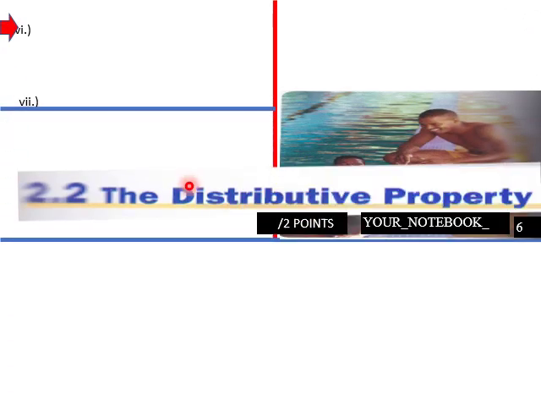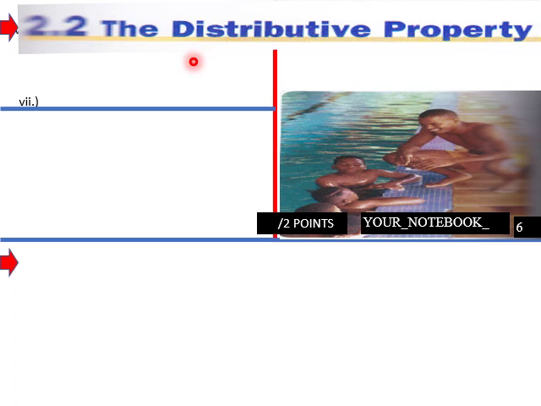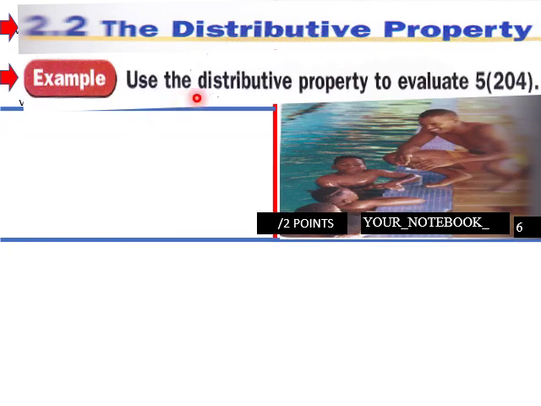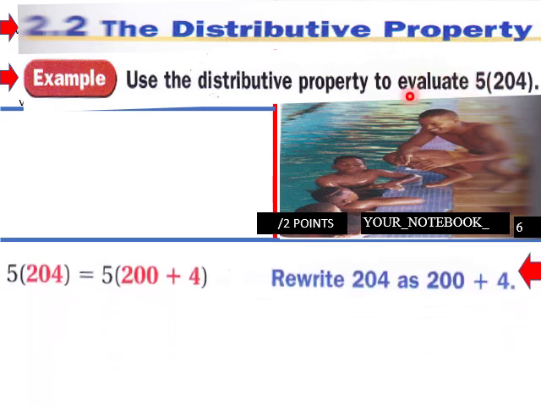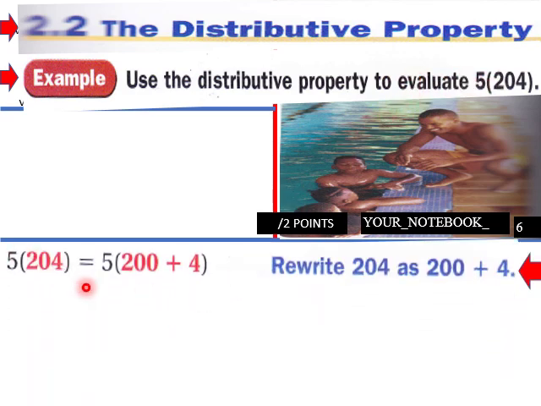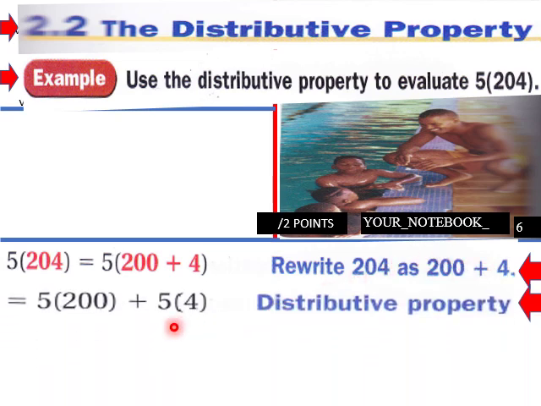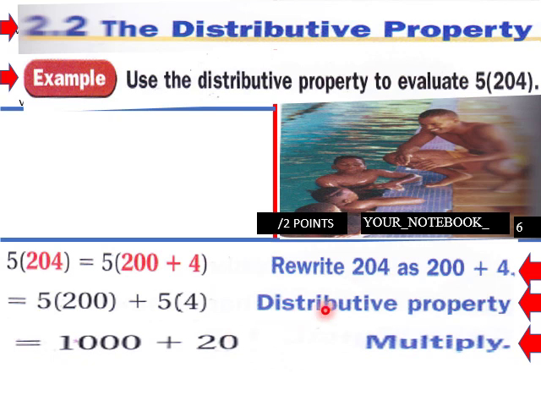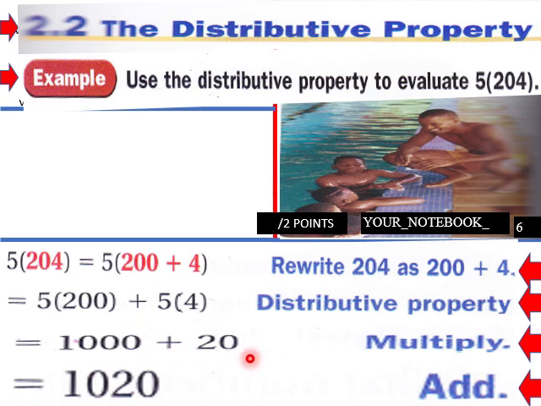Okay, let's go into another example here. 2.2, the distributive property. Remember that. Use the distributive property to evaluate 5 times 204. So 5 times 204 would equal 5 times 200 plus 4. Rewrite 204 as 200 plus 4. We could easily do that. So 5 times 200 plus 5 times 4 is the distributive property of multiplication. This would be 1000 plus 20, which would be 1020. That'd be another way that you could multiply this out.